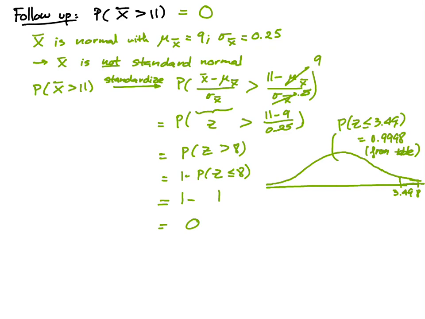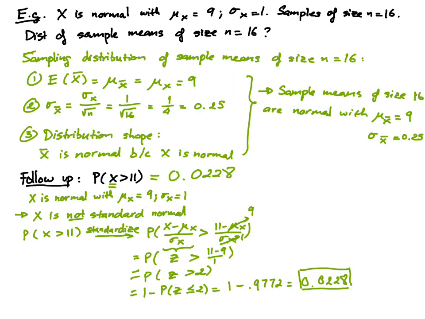The purpose of this exercise is for you to realize that you have to be really careful about what you're being asked for. In the previous example, you were asked for the probability that x is greater than 11. Specifically, you're being asked about x, so you want to standardize using the mean of x and the standard deviation of x.